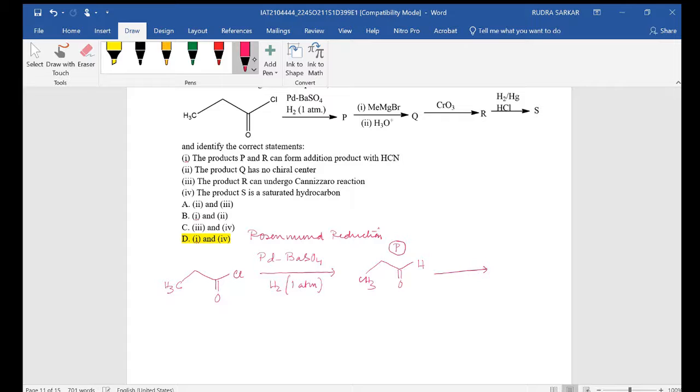Again, if you treat this one with the Grignard reagent, methyl magnesium bromide, in presence of acidic workup, it leads to the formation of Q, which is going to be something like that.